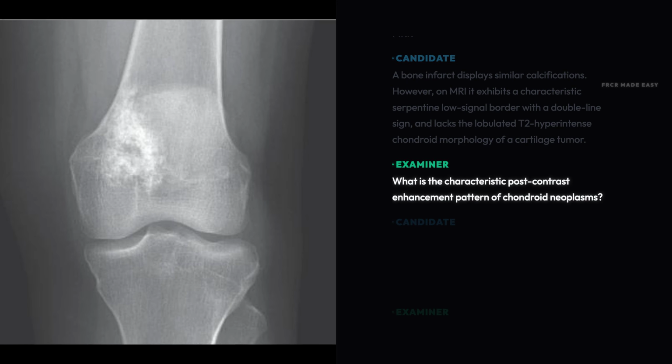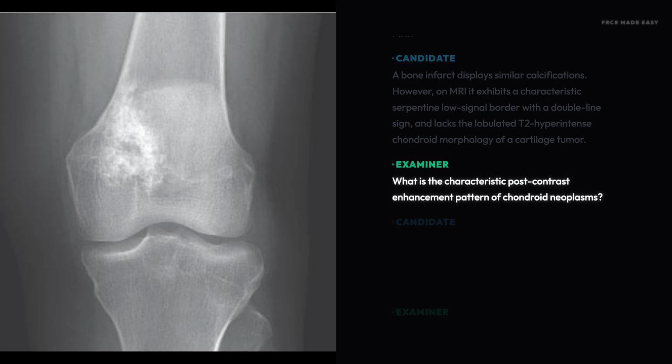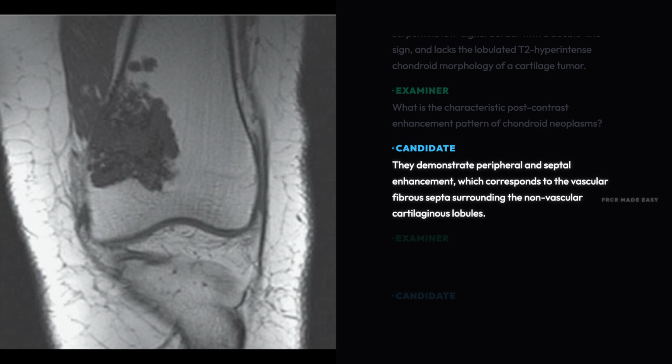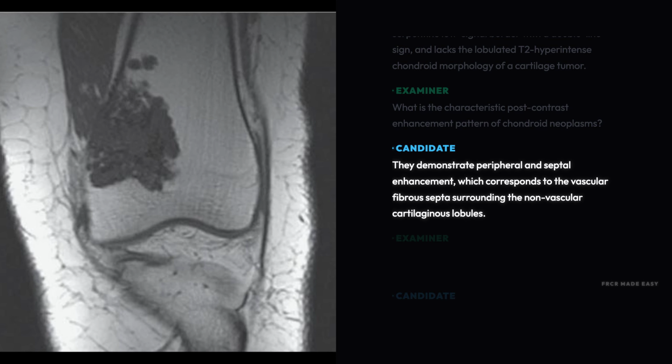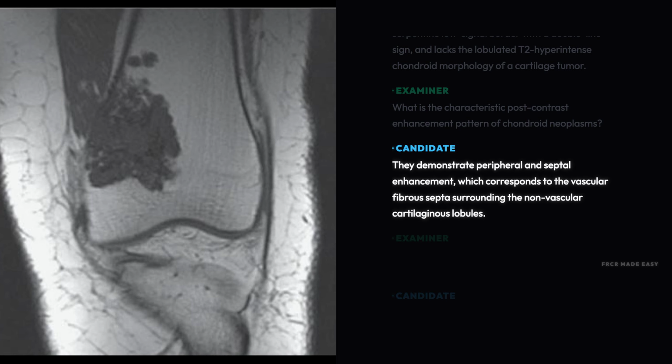What is the characteristic post-contrast enhancement pattern of chondroid neoplasms? They demonstrate peripheral and septal enhancement, which corresponds to the vascular fibrous septa surrounding the non-vascular cartilaginous lobules.